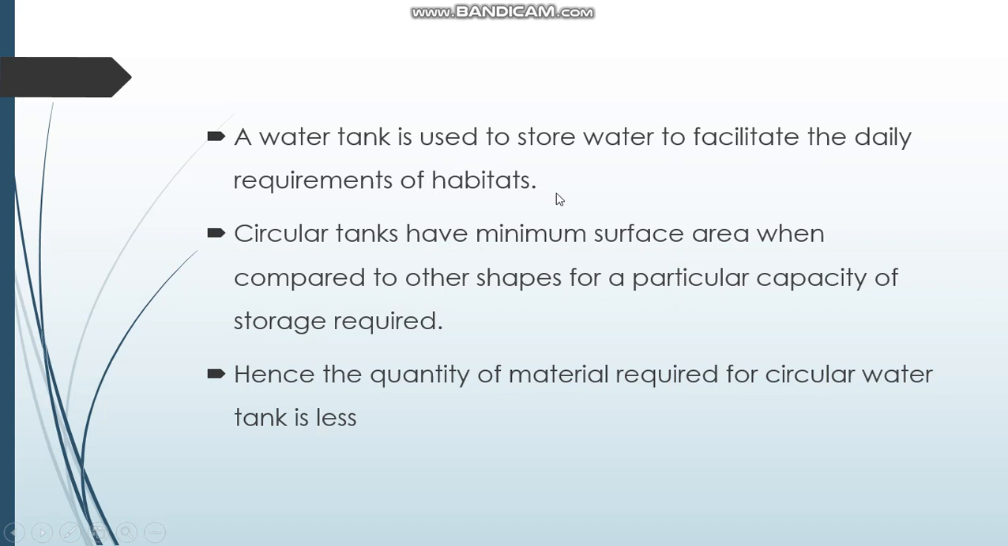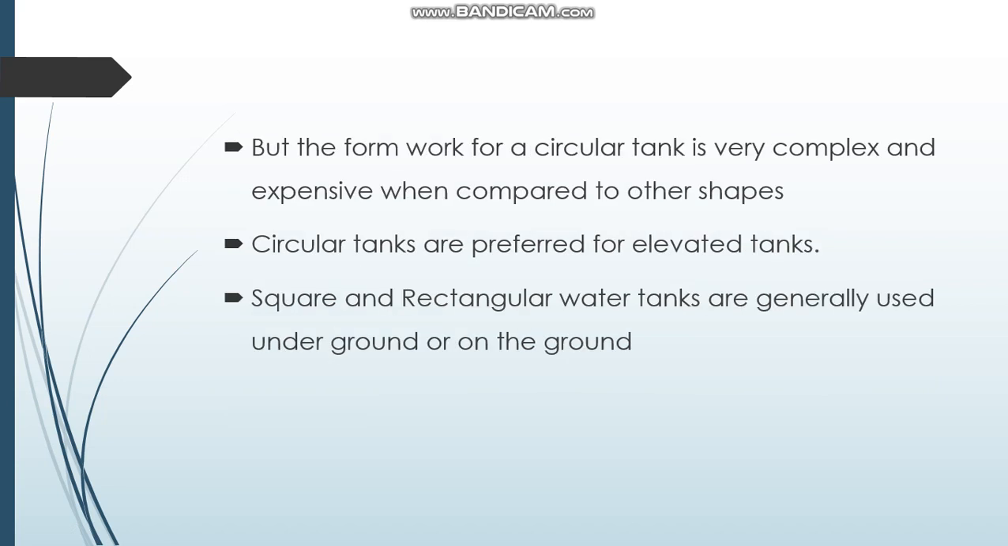So as you all know, a water tank is used to store water to facilitate the daily requirements of habitats. Circular tanks have minimum surface area when compared to other shapes of water tank. Hence the quantity of material required for circular water tank is less. So here the speciality of circular water tank over other types of water tank is mentioned. But the formwork for a circular water tank is very complex and expensive when compared to other shapes. Particularly, circular tanks are preferred for elevated tanks.